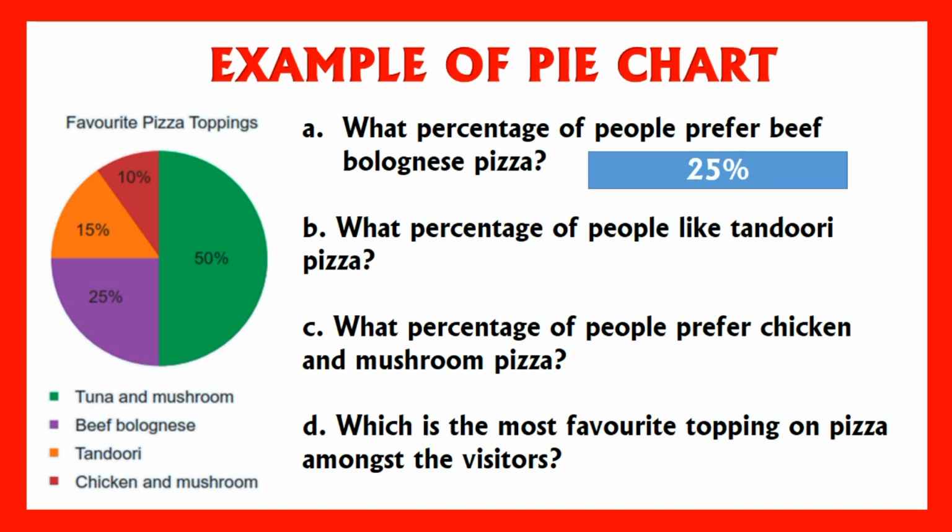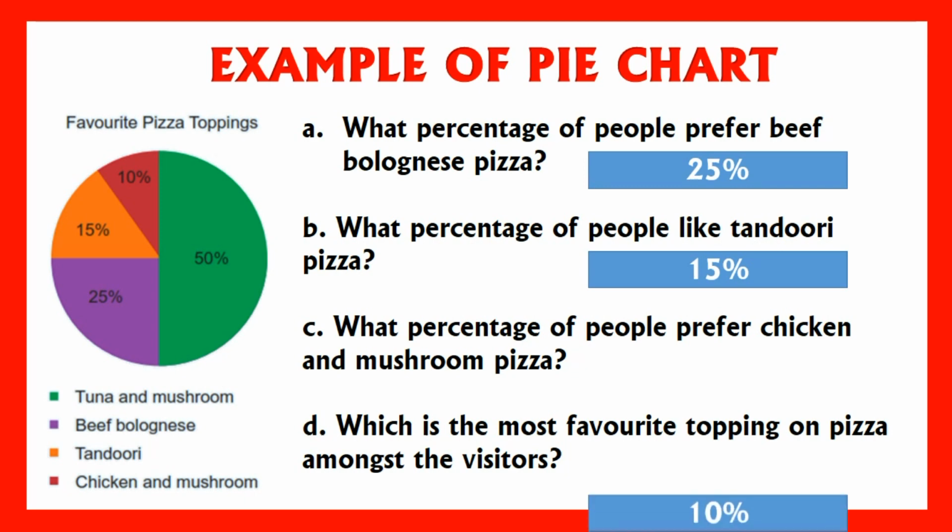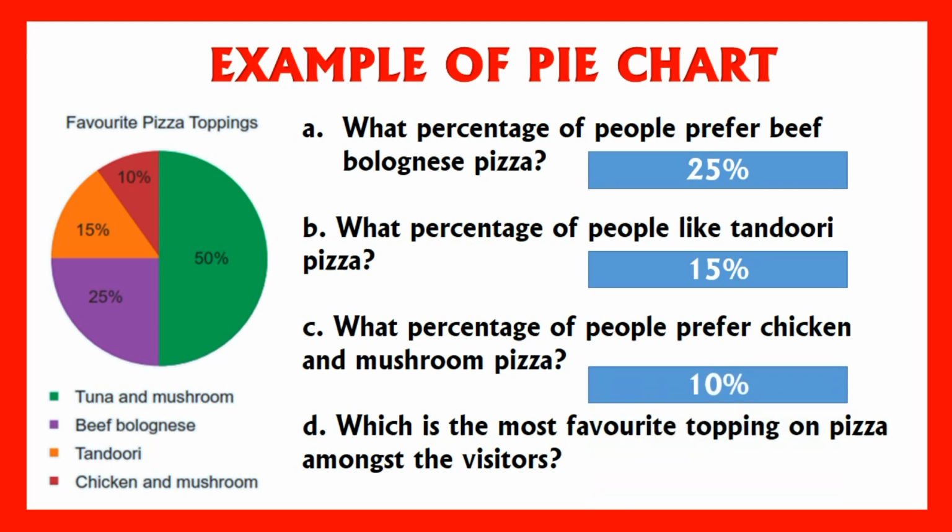And what percentage of people like tandoori pizza? It's about tandoori, remember? Yes, it's about 15%. What percentage of people prefer chicken and mushroom pizza? Chicken and mushroom. Yes, it is in red color, and it is the least favorite topping on pizza among the visitors. It is only 10%. And which is the most favorite topping on pizza among the visitors? Most favorite. Yes, it is tuna and mushroom.